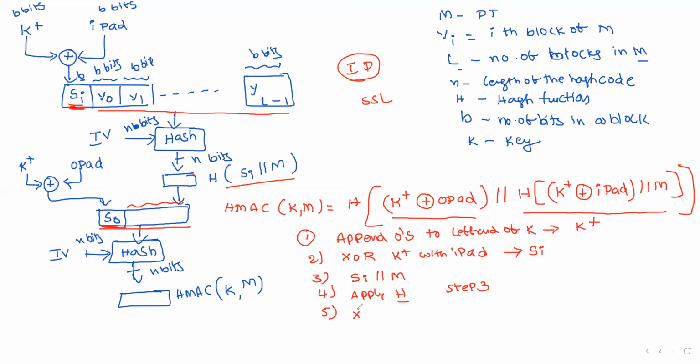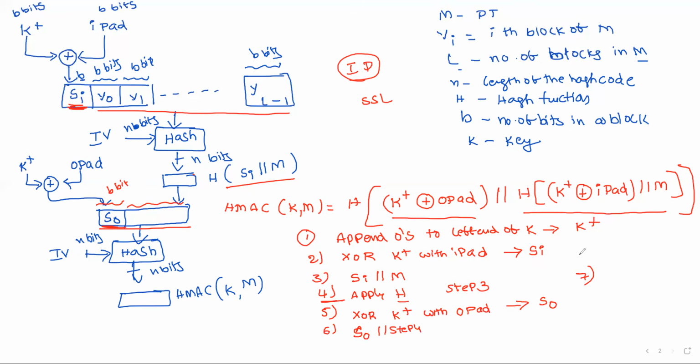Now, the next step is the same: XOR of K plus with OPAD. It generates a block S0. Remember, the size of the block is B bits only. Now what is the next step? The same thing: append S0 with the result of step 4.